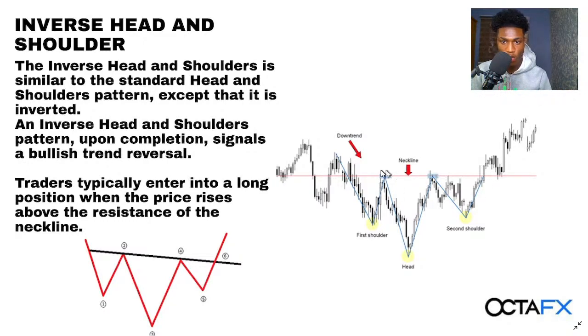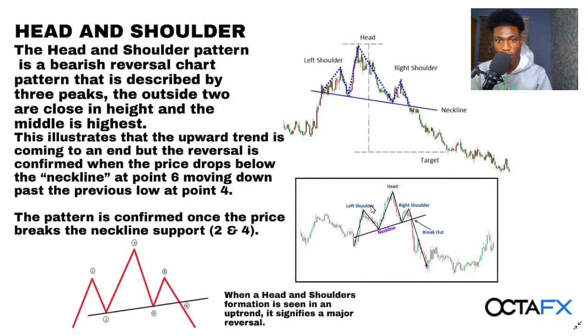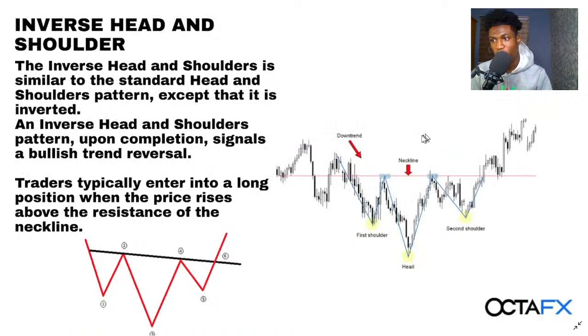So let me just do a quick recap. The head and shoulder pattern has a left shoulder which is almost the same height as the right shoulder, and it has a head which is higher than the left and the right shoulder. The pattern is confirmed when price breaks the neckline, and the same thing goes for the inverse head and shoulder pattern. Okay, questions on the inverse head and shoulder pattern?